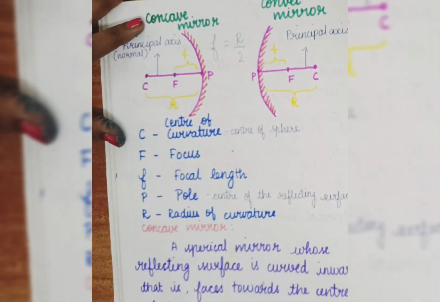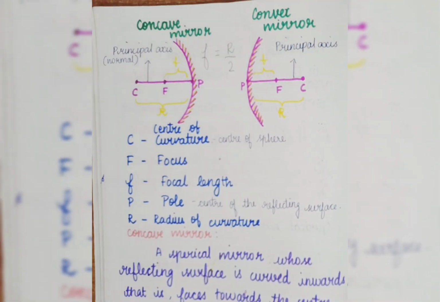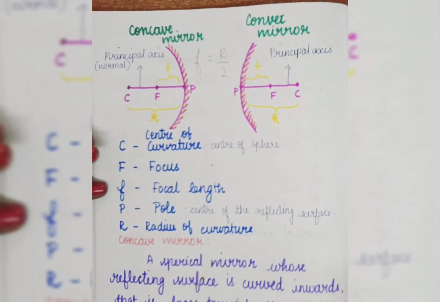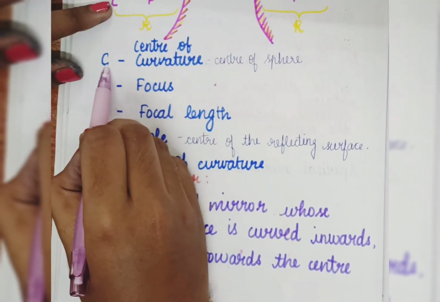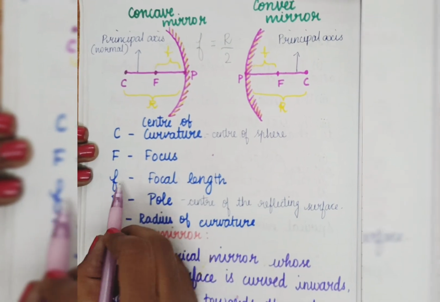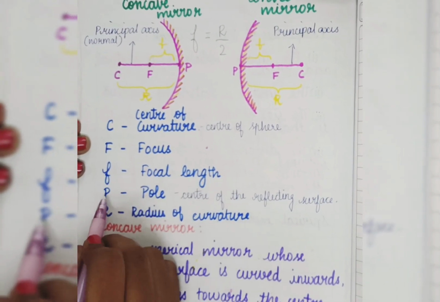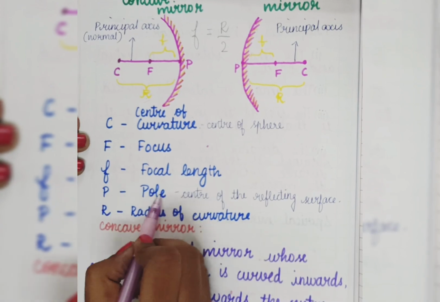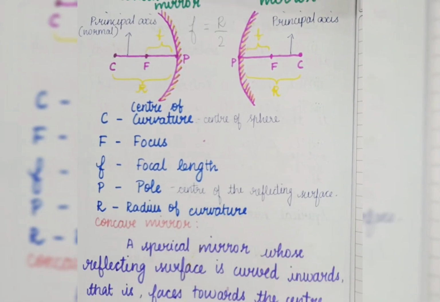All these points are very important when you draw a concave mirror and convex mirror. Capital C denotes the center of curvature, capital F is the principal focus, small f denotes the focal length, capital P denotes the pole, and capital R is the radius of curvature.